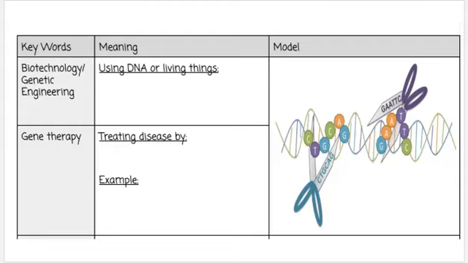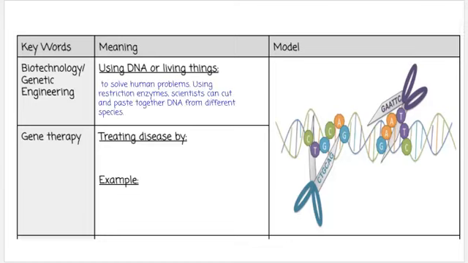Let's go over the key Regents terms that will help you be successful. Starting with biotechnology and genetic engineering. This is using DNA or living things to solve problems. So they use something called a restriction enzyme that can cut and paste together DNA from different species to make it more helpful.